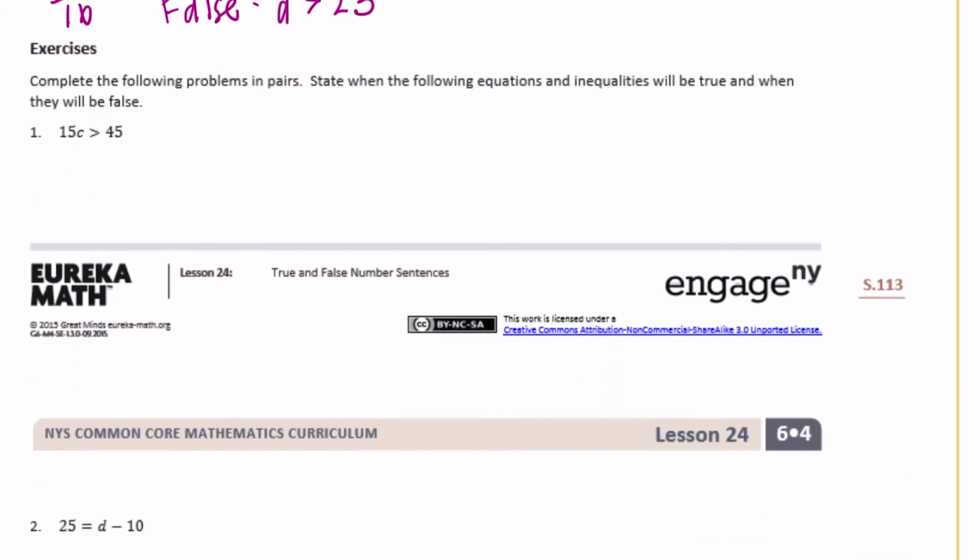Exercises. Complete the following problems in pairs. State when the following equations and inequalities will be true and when they will be false. So we're just continuing with the same thing.